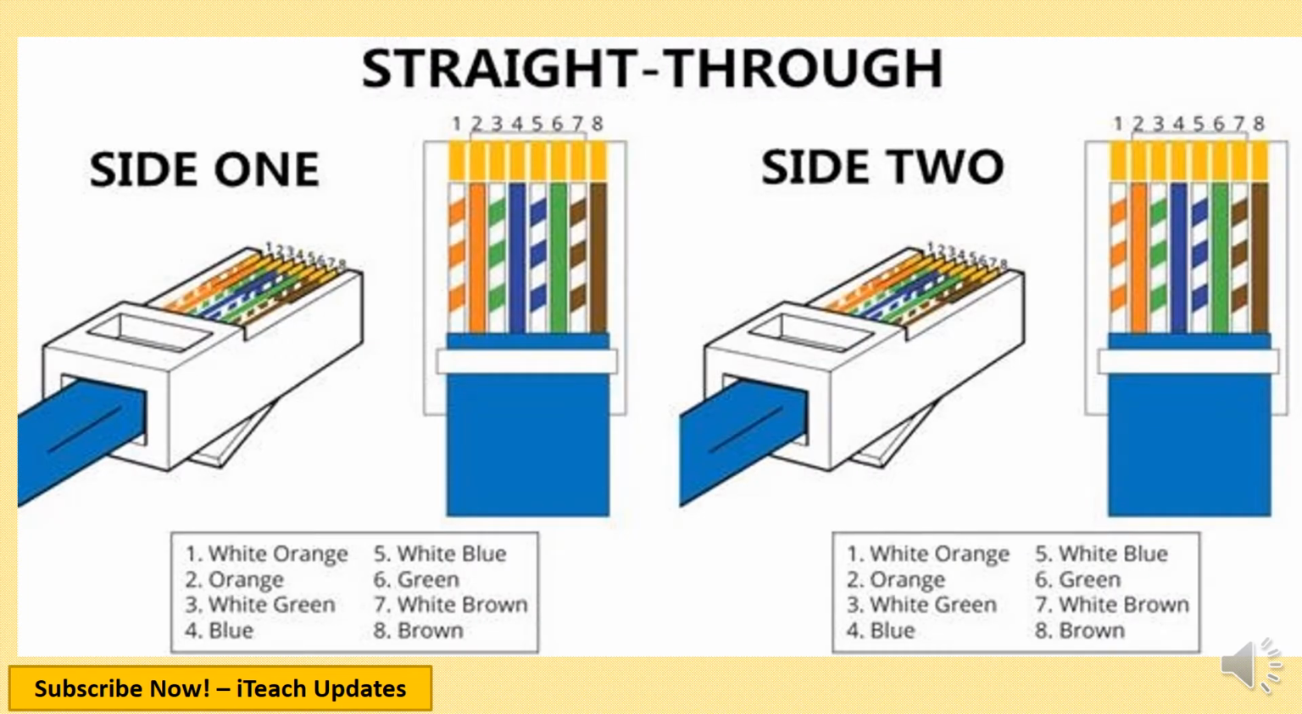Straight-through cable. Side 1: white-orange, orange, white-green, blue, white-blue, green, white-brown, brown. And side 2: white-orange, orange, white-green, blue, white-blue, green, white-brown, brown. Meaning they have the same end.